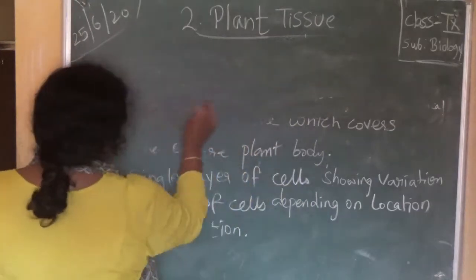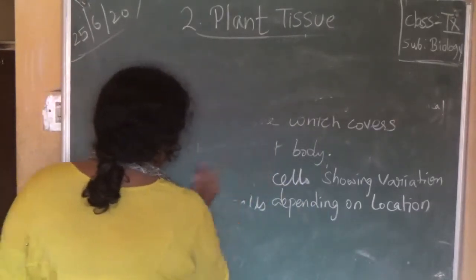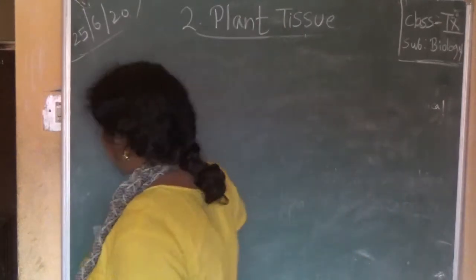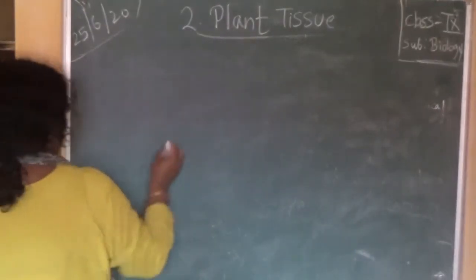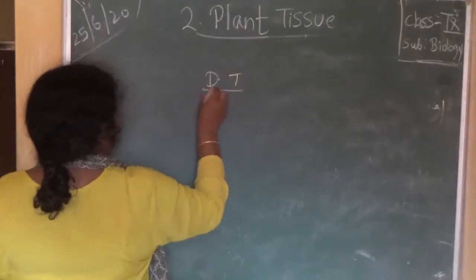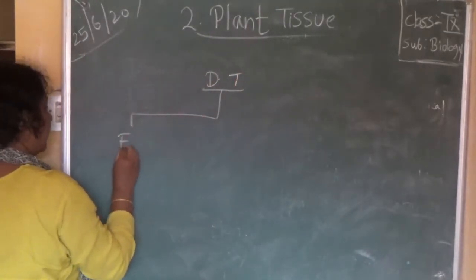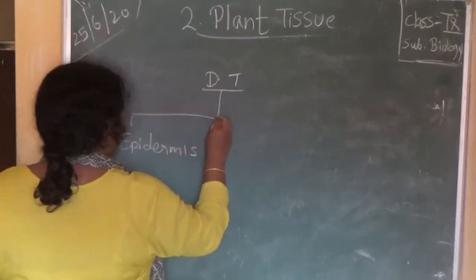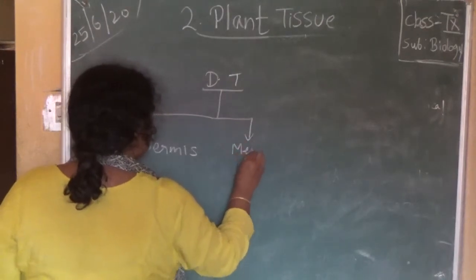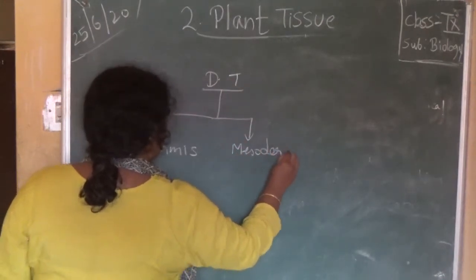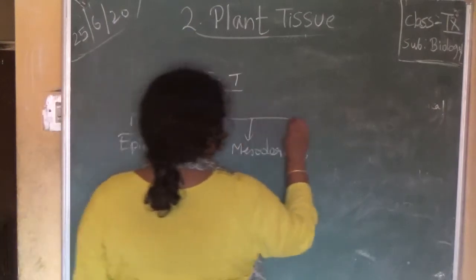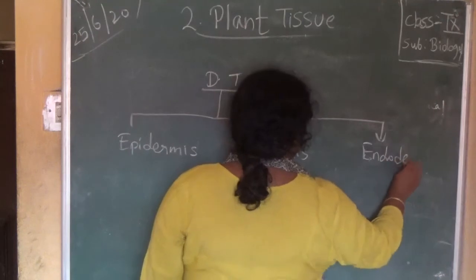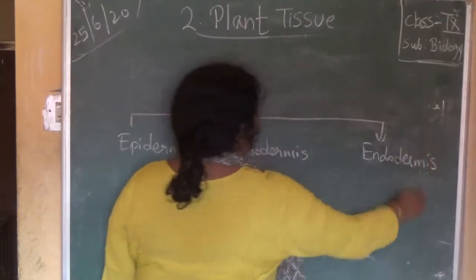Now in dermal tissue we have three types: epidermis, mesodermis and endodermis. Okay, these are the three types.